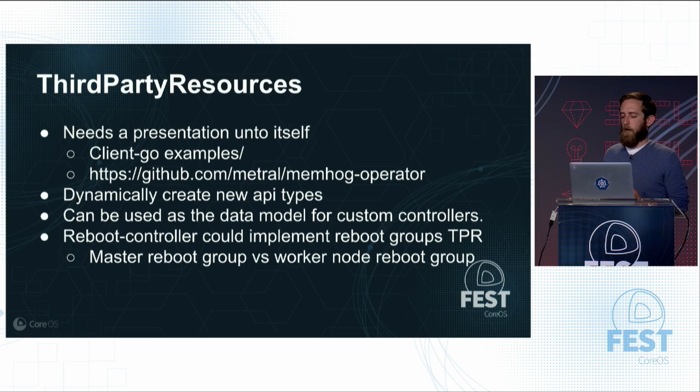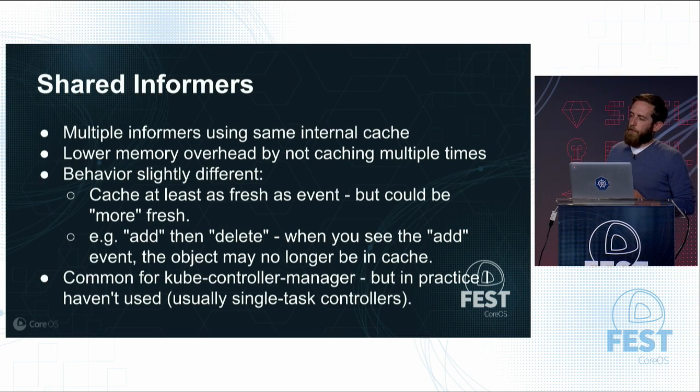And so that's linked here under Mitral memhog operator. So an example that actually utilizes third-party resources, where the examples that I've been going over today do not. And then also in the Client Go library under the examples directory, there's some good examples of how to interact with third-party resources.